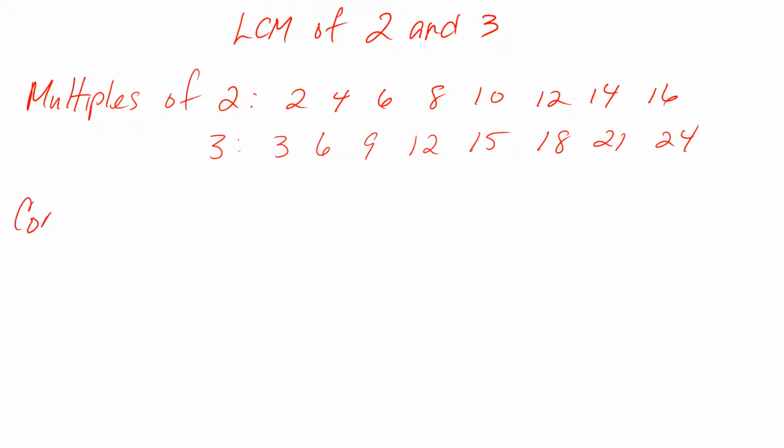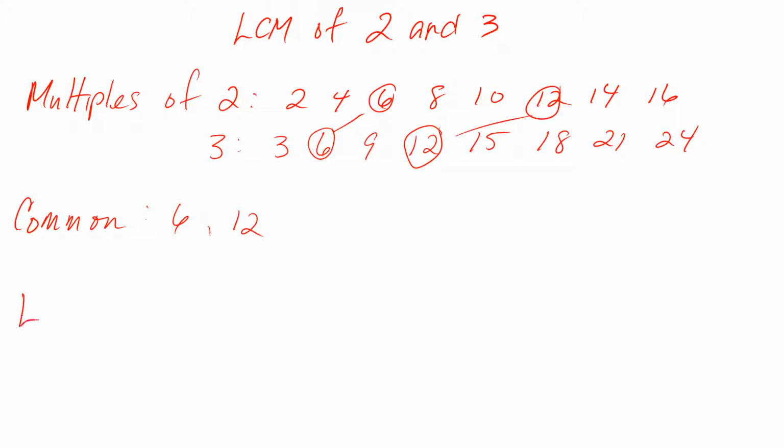Now, common. Remember, common means something that they both have. So in this case, I'm looking for numbers that appear in both lists of multiples. Looking down here, there's a 6 here and there's a 6 here. So that's a common multiple. I keep going, and I see a 12 here and a 12 there. Those are common multiples, and that's probably good enough for right now. So those are two common multiples of 2 and 3.